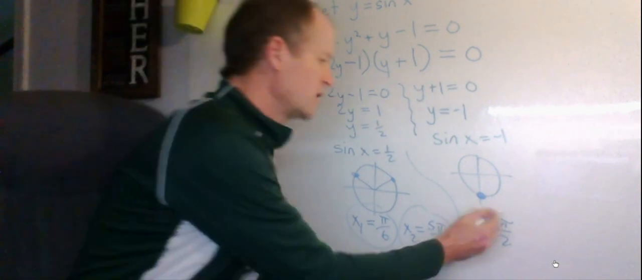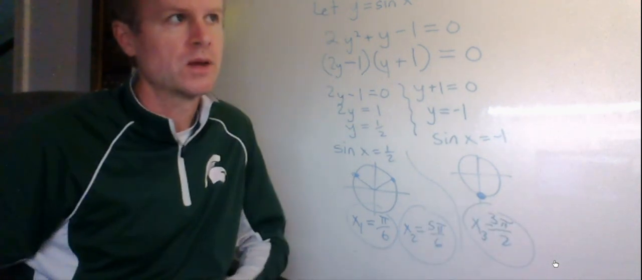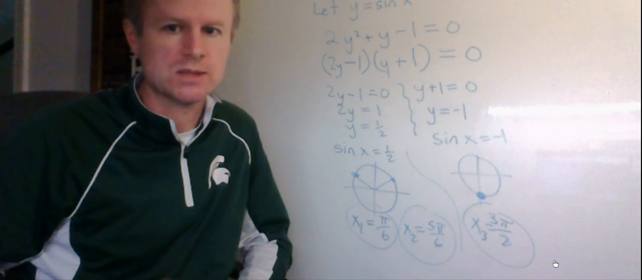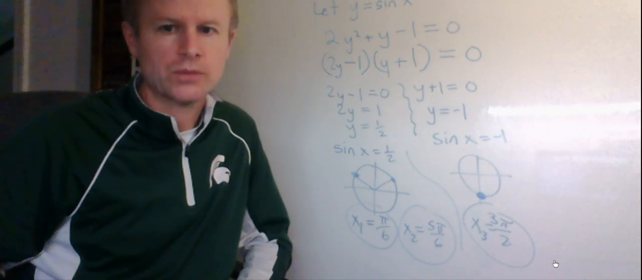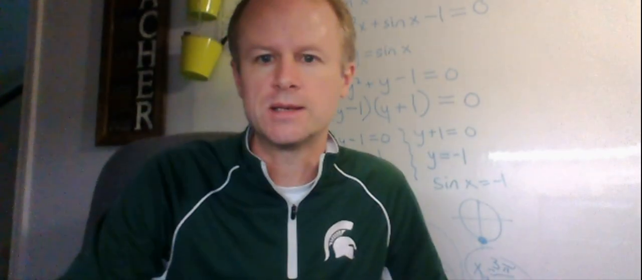Now, if I try to do that rule in this one, where I do pi minus the first answer gives me the second answer, it's going to give me the same answer. There's only one place where you get -1.